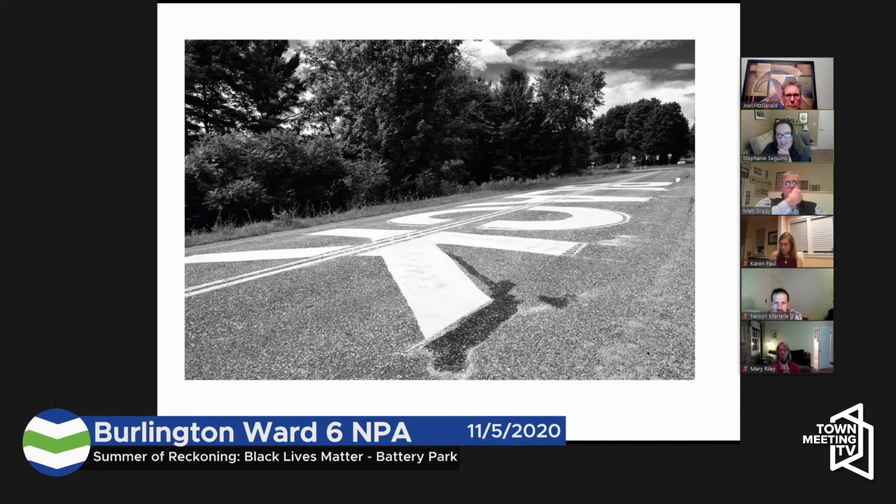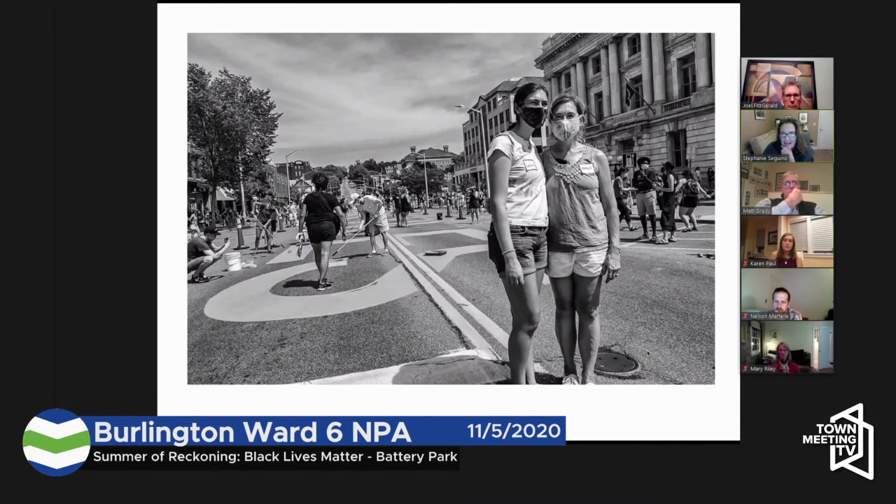And this is just the street painting after people left. This is Burlington street painting, and our counselor who advanced the resolution for the street painting here.